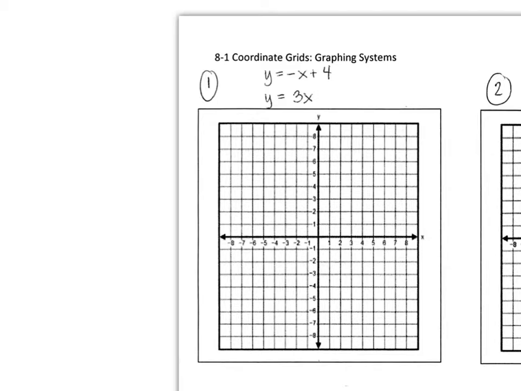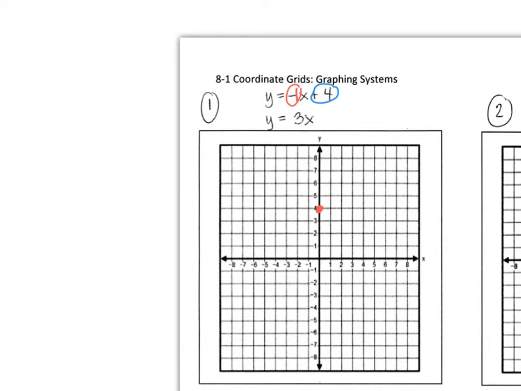The first equation, the slope is like a negative 1, right? Negative x is the same as negative 1x. Y-intercept is a positive 4. So I start at positive 4. Okay. Let me just remind you all, just so you understand how I'm getting these. y equals mx plus b, where m is the slope, b is the y-intercept. Okay, I start at positive 4.